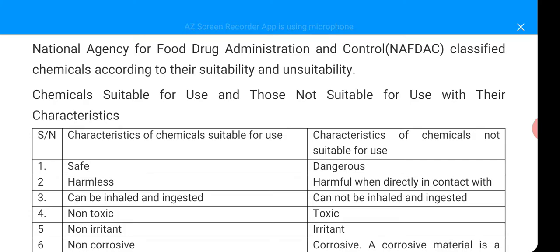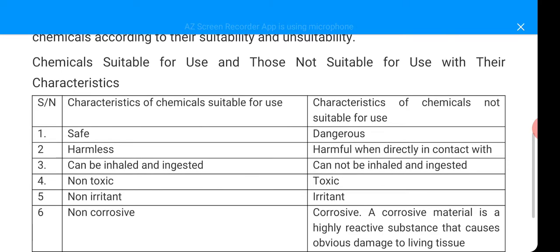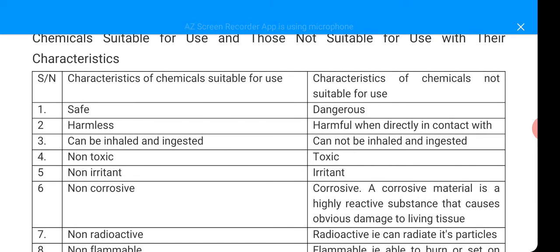So let's look at the various classifications given by NAFDAC on chemicals. On the left hand side of the table, we have chemicals that are suitable for use, and on the right hand side we have chemicals that are not suitable for use. I mean the characteristics of chemicals suitable for use on the left hand side, and characteristics of chemicals not suitable for use on the right hand side.